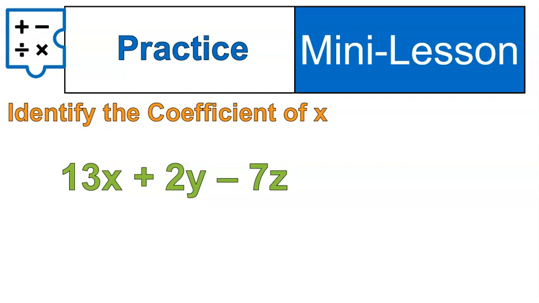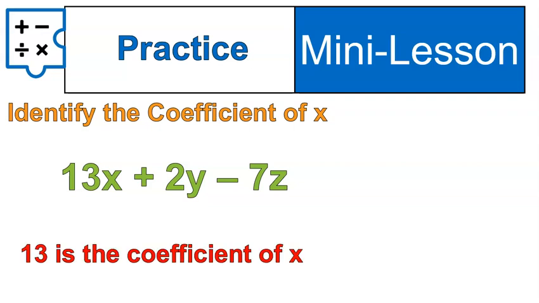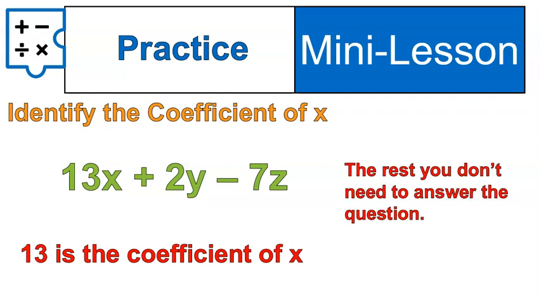I want you to now identify what is the coefficient of x. I'm giving you a big expression that has a lot of information in there. What's the coefficient of x? Well, 13 is the coefficient of x. The rest of the entire expression, you don't need to solve this question, right? You don't need the plus 2y minus 7z. That stuff is not important for answering this question. All you needed was the first term, so that you could identify that 13 is the coefficient of x.